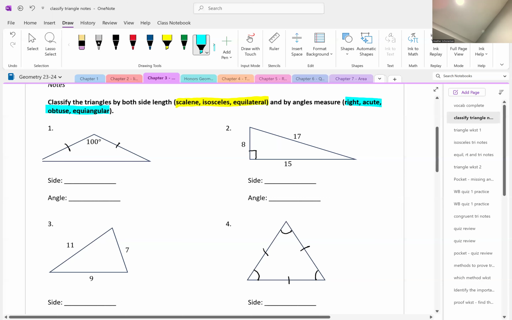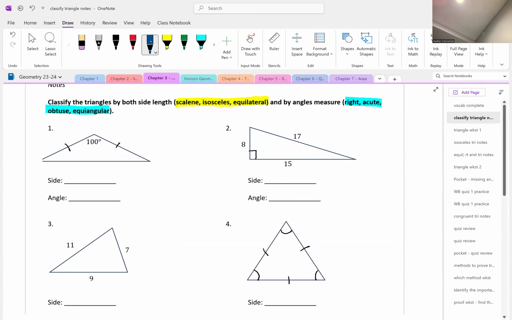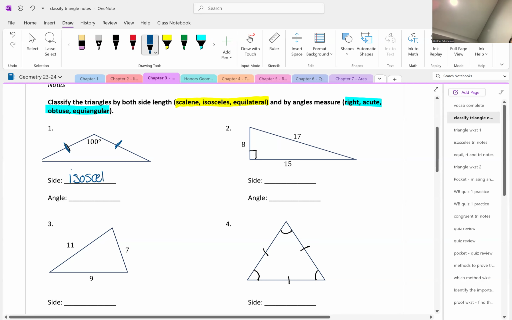So each triangle is going to have at least one word. Occasionally, they've got more than one. Okay, number one, by side. If I'm looking at side, I've got two sides that are marked congruent, and two or more sides marked congruent is isosceles. And by angle measure, I've got that one angle there, it's 100. Well, 100 is greater than 90. That makes it obtuse. So it's an obtuse triangle.